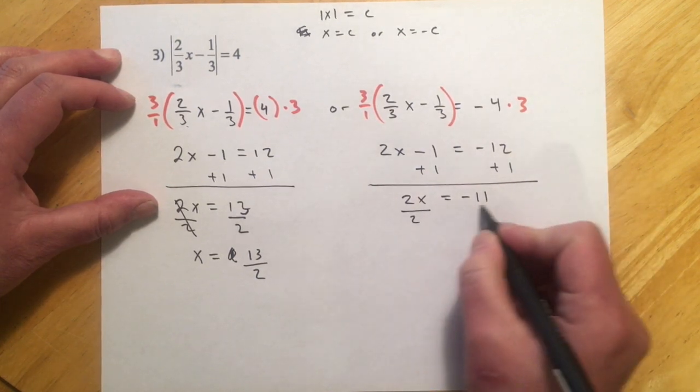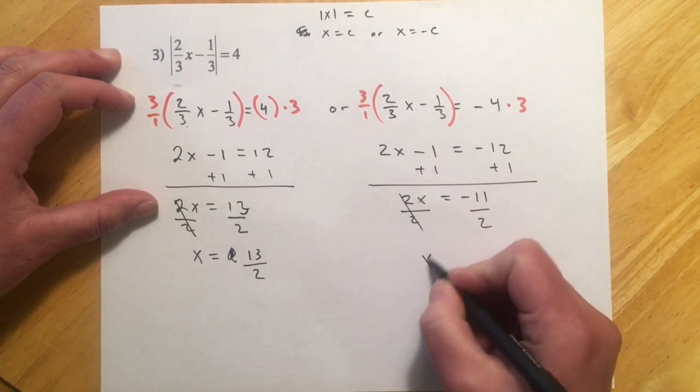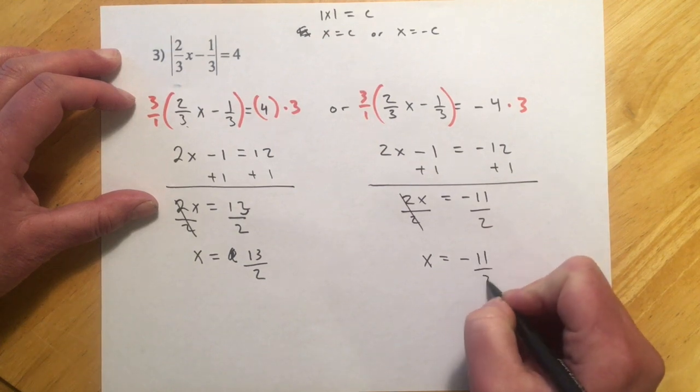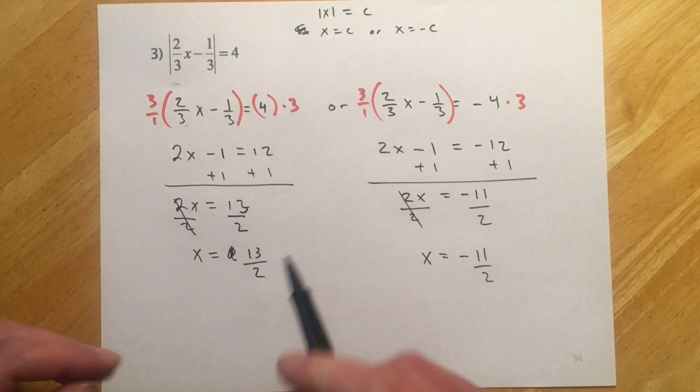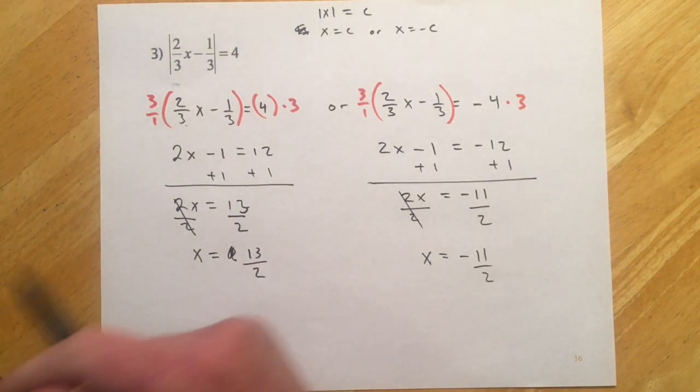And then I can divide out the 2. And so x equals -11/2. So that one was pretty tough with the fractions. Some slightly friendlier ones coming up here.